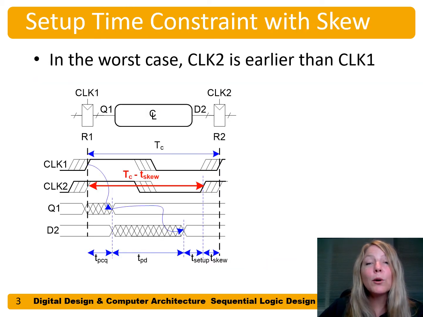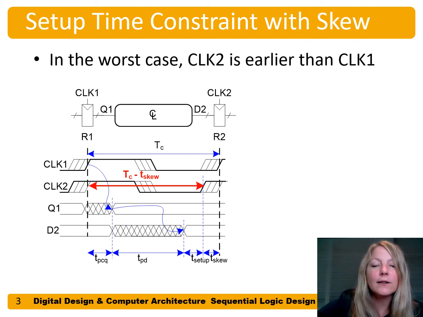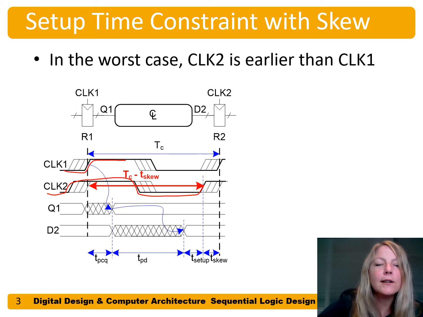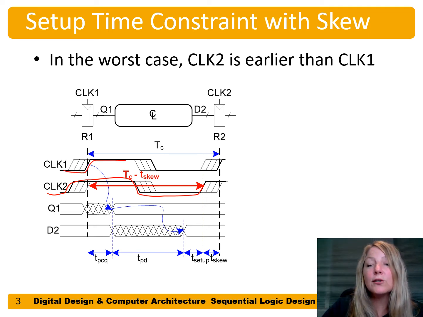So now let's consider both of our timing constraints, setup time constraint and hold time constraint, in terms of skew. In terms of the setup time constraint, the worst case is when clock 2 is earlier than clock 1. So we can see that clock 1 is here, but clock 2 is skewed earlier.